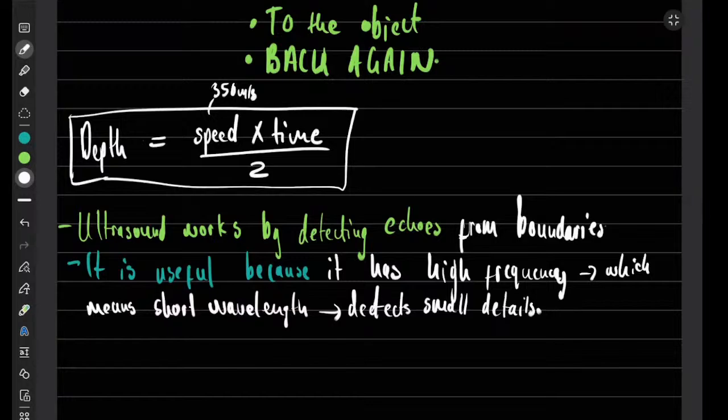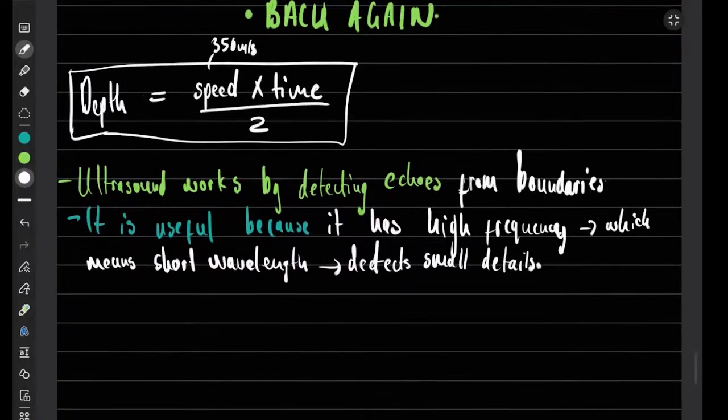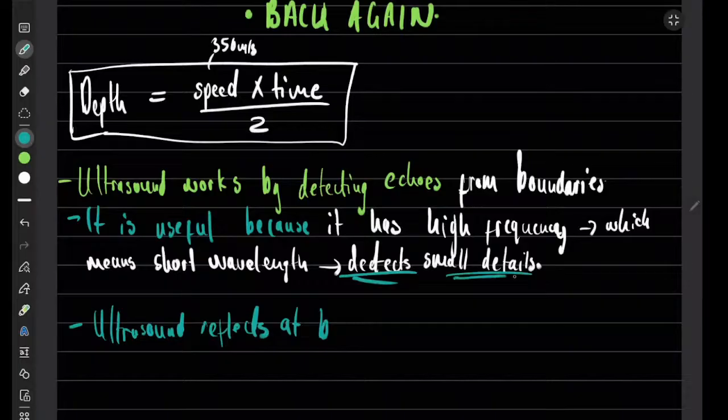So remember to divide by 2, okay? There is a return journey there. So remember to divide by 2. So right now to say, ultrasound reflects at boundaries. So it detects small details. Why? Because it reflects at those boundaries.